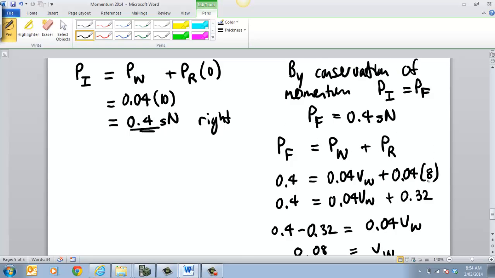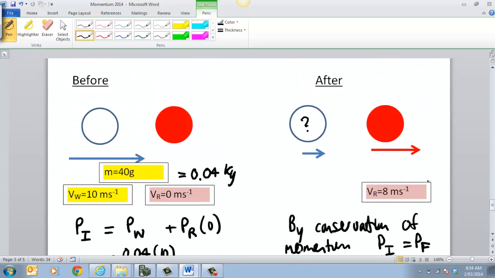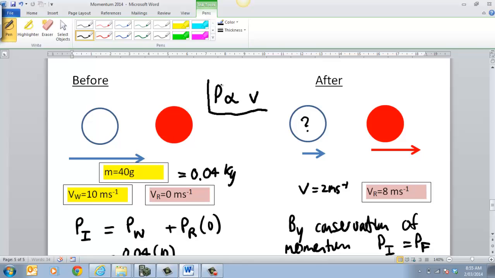And I was suspecting I was going to get that result anyway, because the only thing that's really changing here is, in fact, the velocity. So if it goes from 10 meters per second to 8, then I was thinking that this thing over here had to be 2 meters per second for conservation of momentum. In this particular case, we would say that the momentum is directly proportional to the velocity, because the mass is actually not changing. And that's a really important language thing that you need to start working with here. The mass is constant, so we would say that the momentum is directly proportional to the velocity.